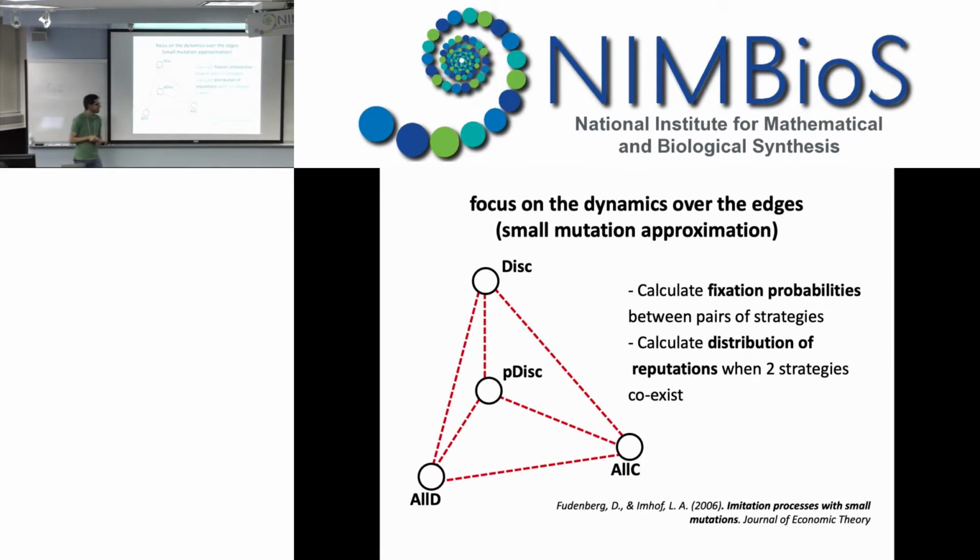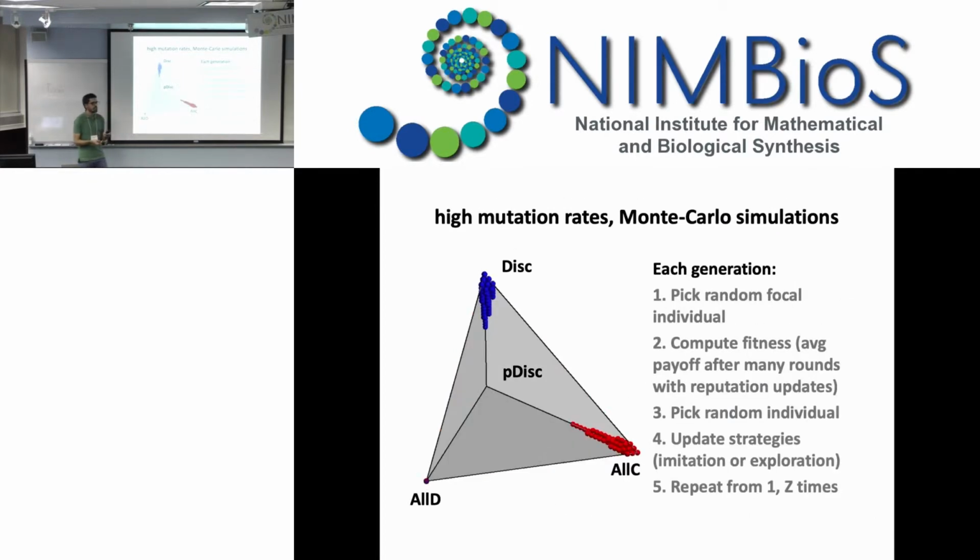Okay, so this is an approach that Arn also mentioned yesterday, the small mutation approximation. With this, we can be a bit more analytic. We can also simulate. We can iteratively select one individual, have this individual playing many times, select the second individual, have the individual playing many times, accumulating payoff, and then one imitates the other with a probability that depends on their payoff differences.